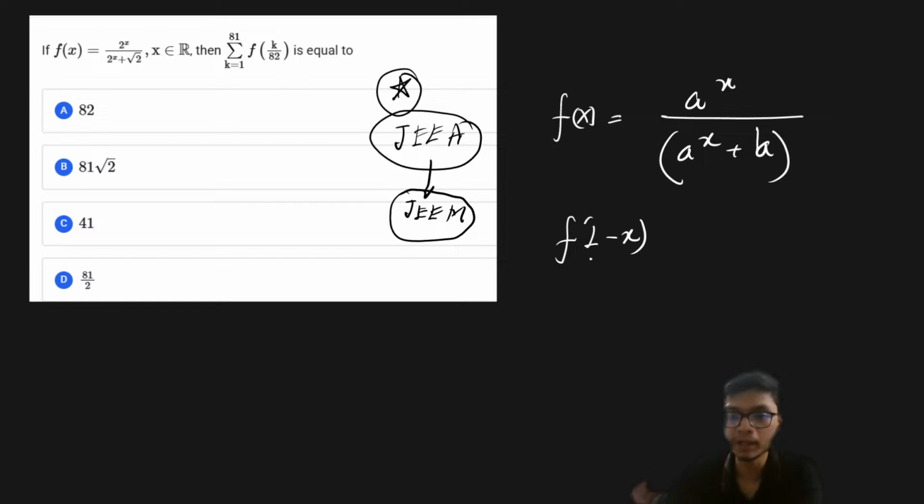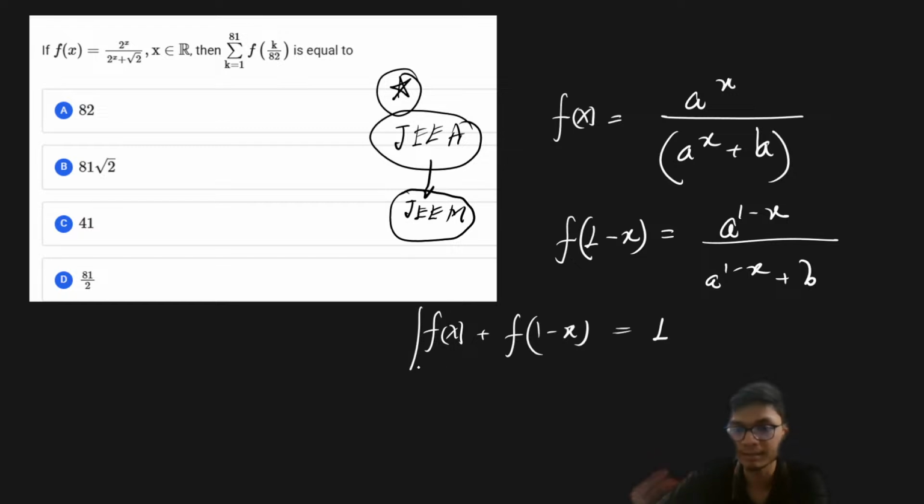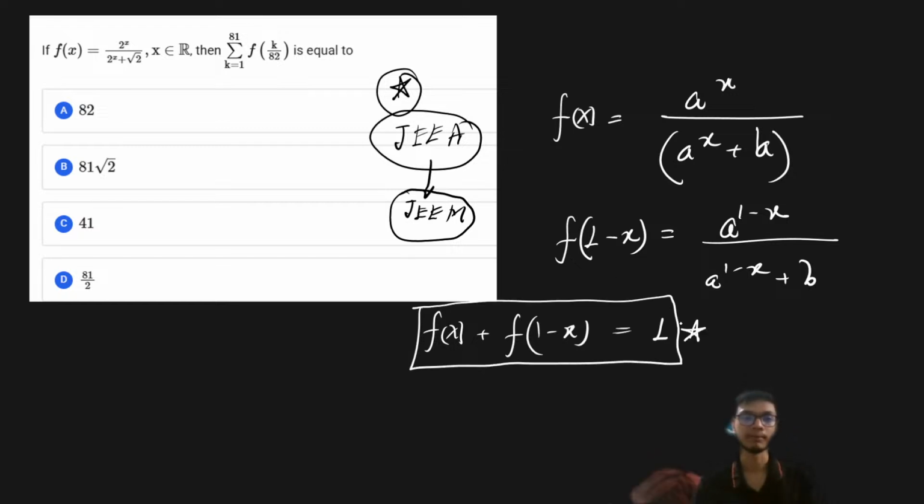If you find out f of 1 minus x, it is going to be equal to a to the power 1 minus x divided by a to the power 1 minus x plus b, and if you try to simplify this part and find the sum f of x plus f of 1 minus x, it is going to be simply equal to 1. That is a very interesting beauty of this particular problem, and a very important one, right? So we are just going to utilize this beauty in order to solve this question.